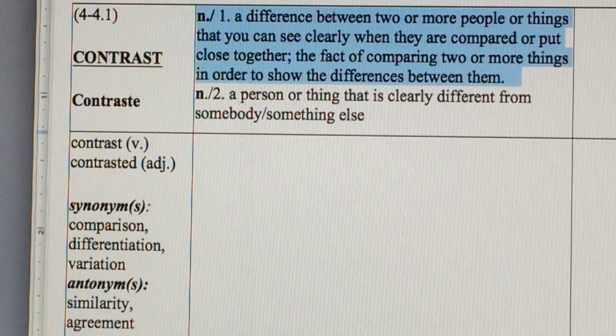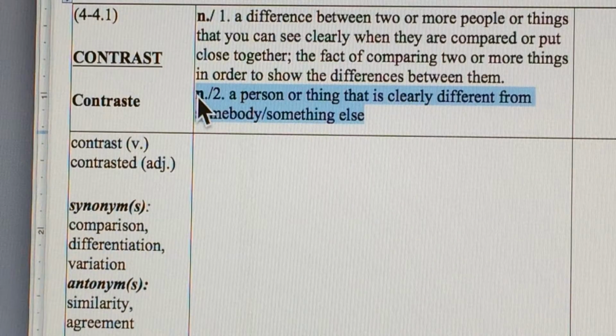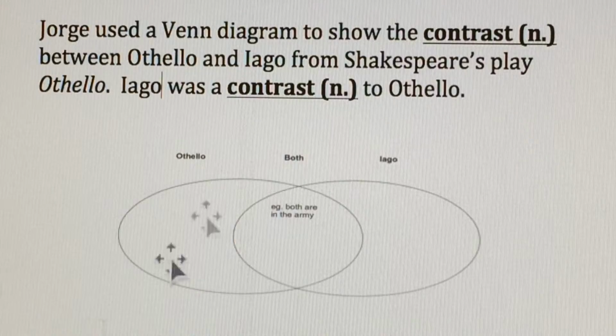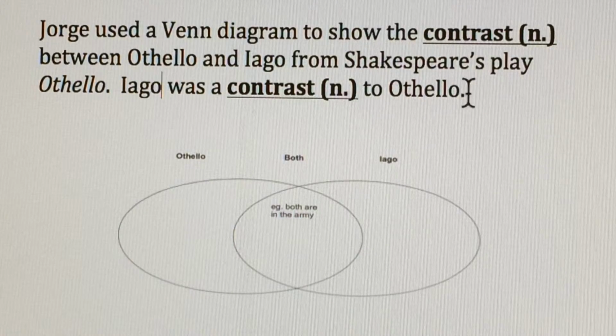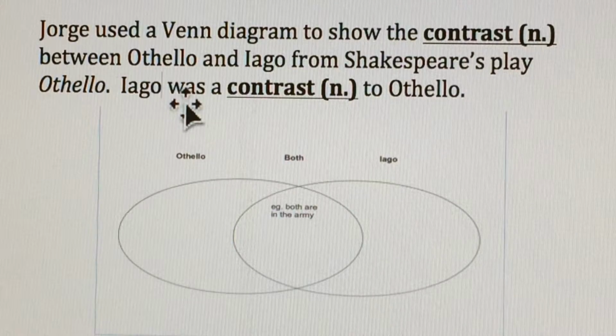Back to the definition. The second definition is a person or thing that is clearly different from somebody or something else. So we can talk about the difference being the contrast, the difference between the two things. But you can also say if one thing is different from the other, then it is a contrast. And in this second sentence, Iago was a contrast to Othello. That is an example of this second definition, because you're saying that Iago is very different from Othello. He is like the opposite or very different.